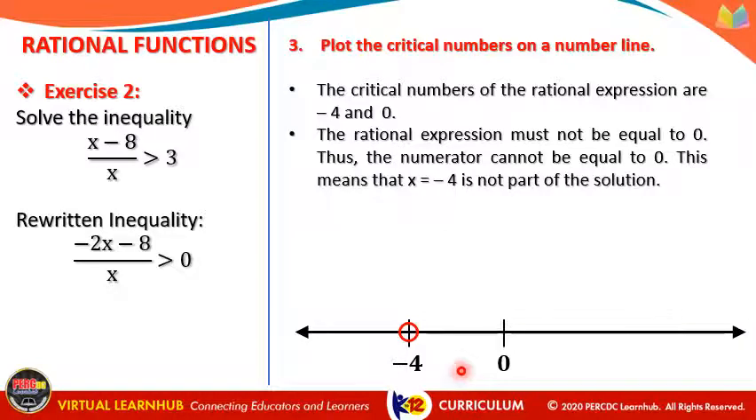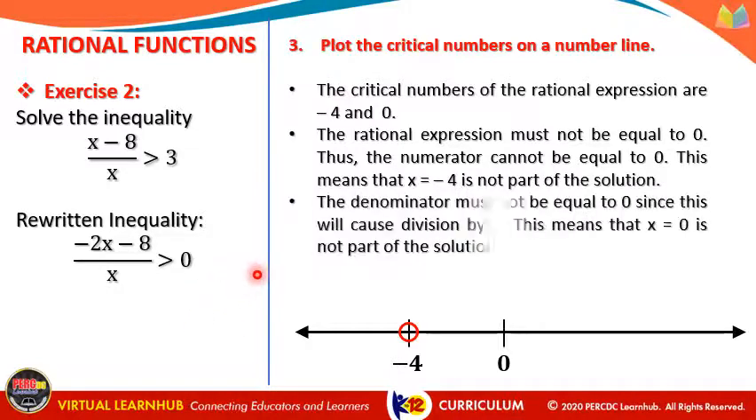Para naman sa pangalawa, again, iniiwasan natin ang division by 0. The denominator must not be equal to 0. So, yung 0, kasi as you can see, x lang yung denominator, so hindi pwede na 0 ito. Since hindi pwede yung mismong 0, ang ilalagay din natin sa 0 ay isang hollow circle. I hope clear po iyon sa atin.